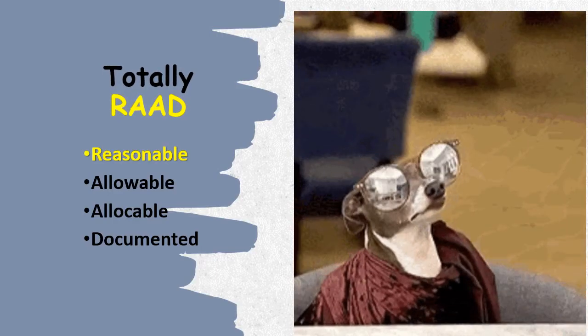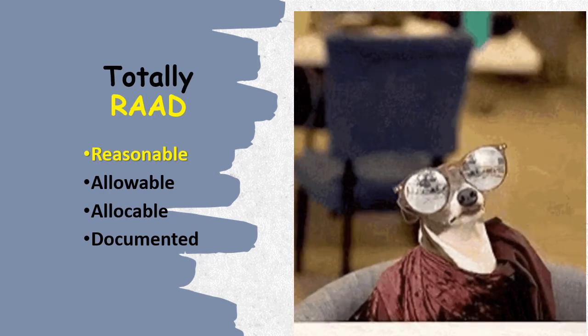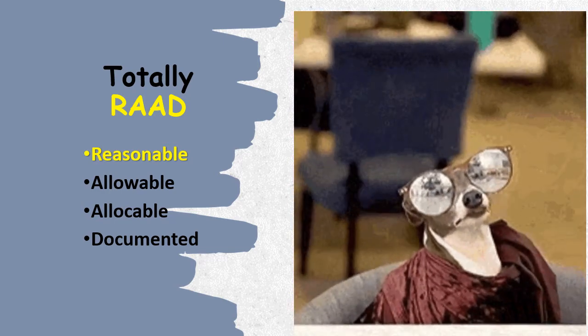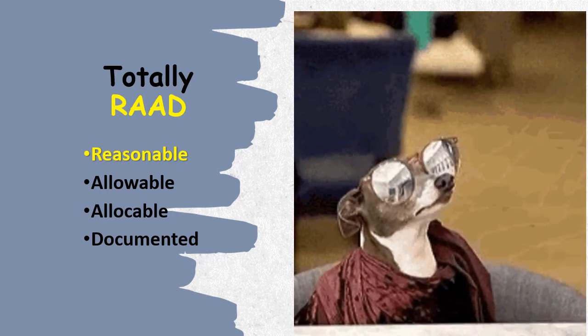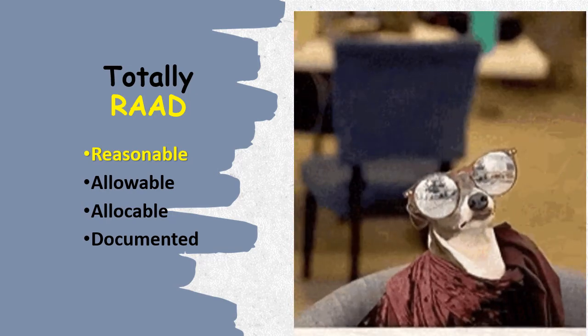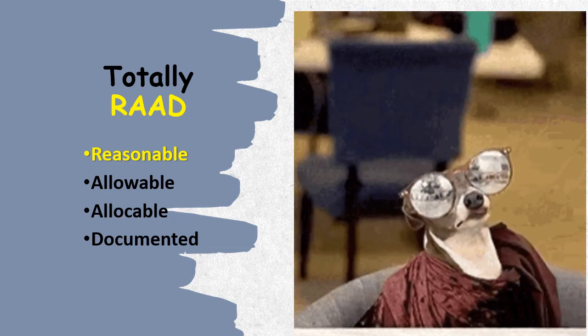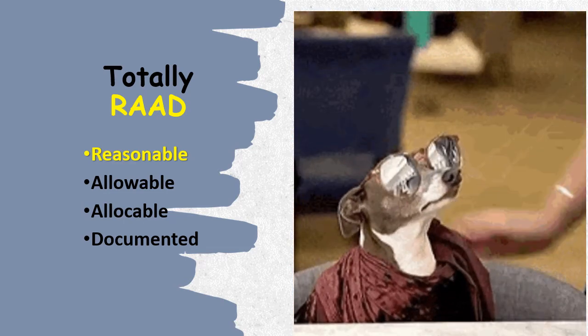The AmeriCorps team uses the acronym RAAD to help us remember those factors of allowability to consider when looking at expenses. Anytime you're thinking about the AmeriCorps budget, you should be remembering RAAD. RAAD stands for Reasonable, Allowable, Allocable, and Documented. Let's break down these 4 points.